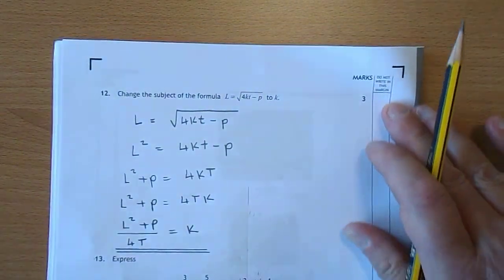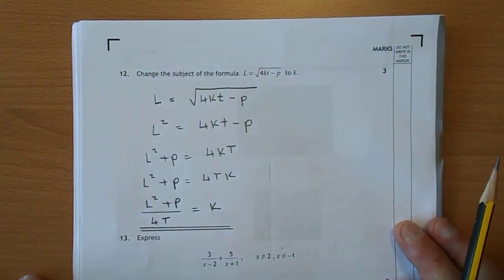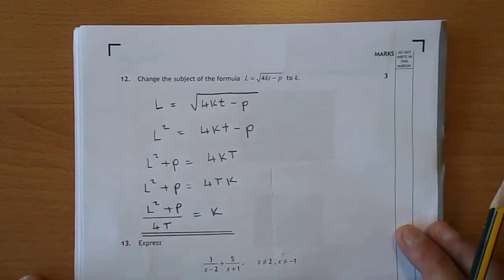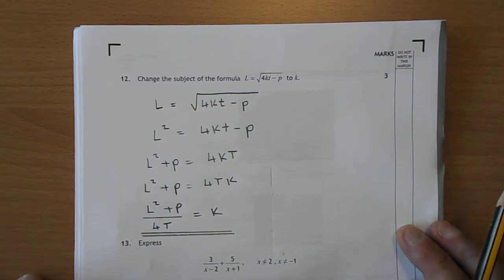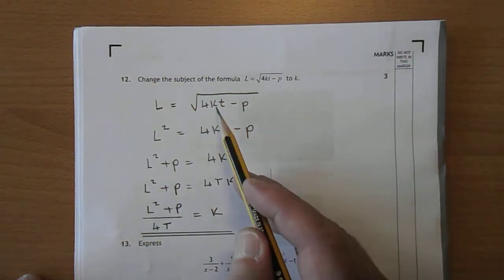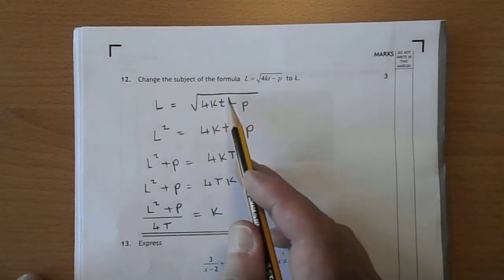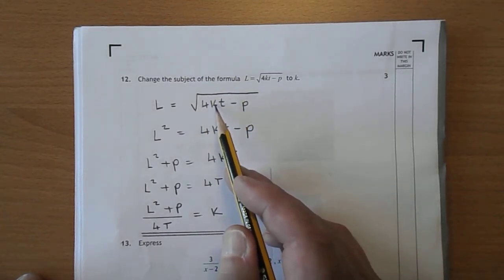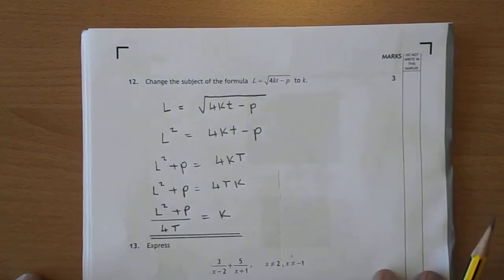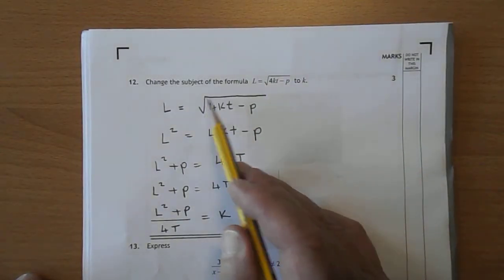And on to question 12, which is changing the subject of a formula. Quite a difficult one this year. Okay, so L is the square root of 4kt take p, and they want the subject changed to k. So you want to get rid of everything here in a mathematical manner and be left with k alone on this side. Okay, first thing we want to do is get rid of that square root.